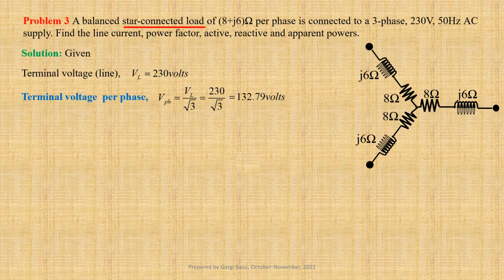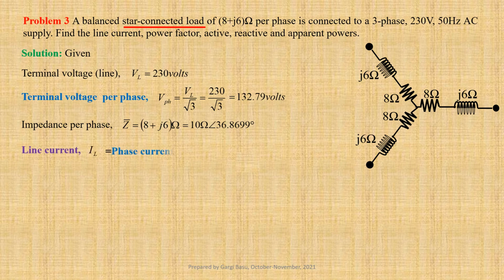132.79 volts. Impedance per phase Z equals 8 plus j6 ohm. This may be written in polar form as 10 ohm at an angle 36.8699 degree. For star connected load, line current IL equals phase current I phase, that is equal to V phase divided by Z. Using values we get 132.79 divided by 10, that gives us 13.279 ampere.